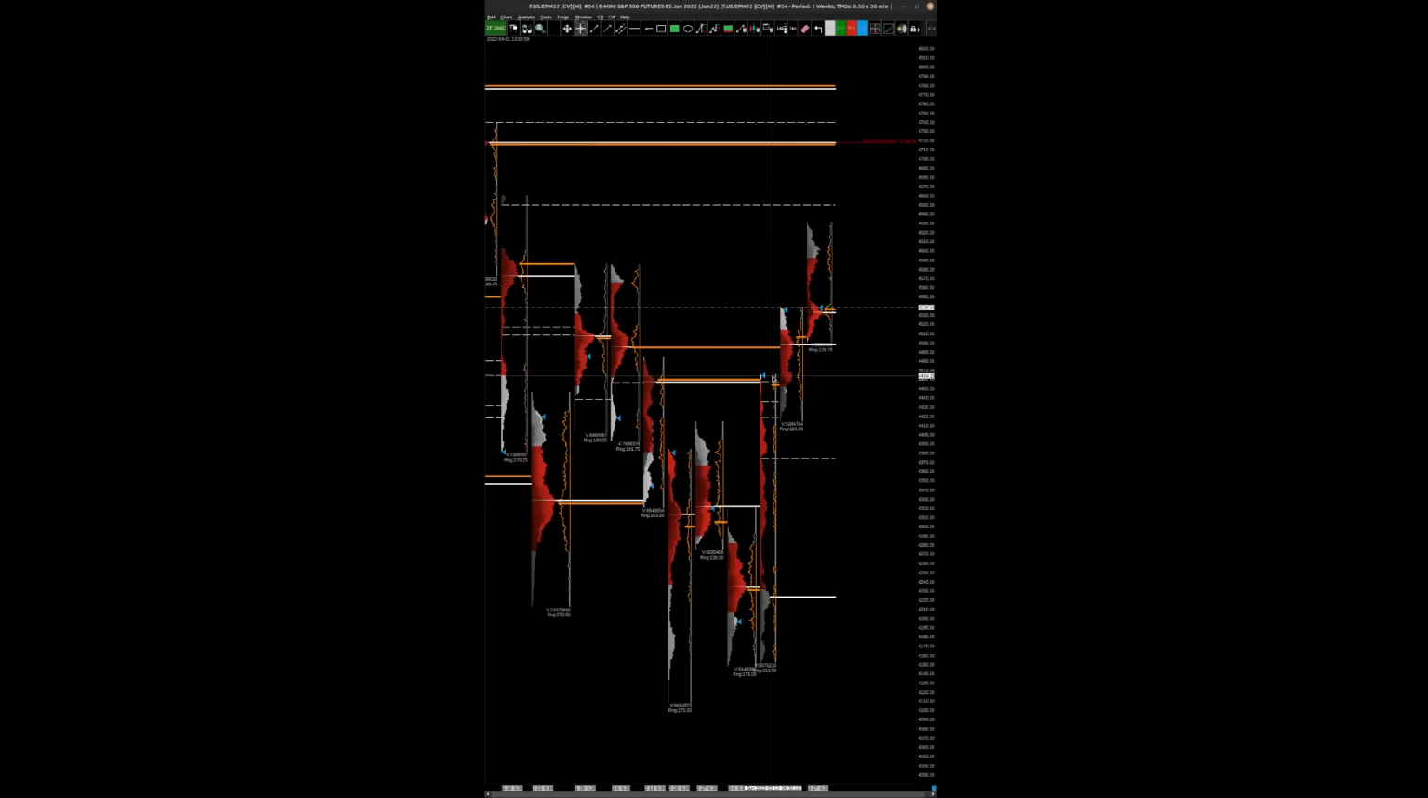So anyway, I'm going to go ahead and do the basics here. I'm going to go ahead and select my horizontal array tool and just sort of look at some levels, right?